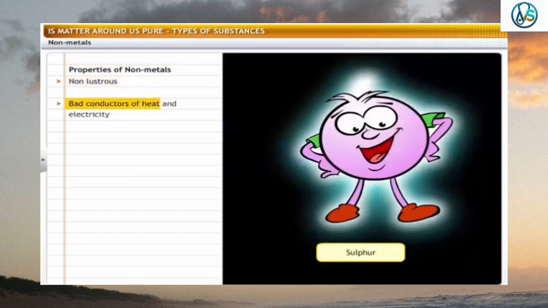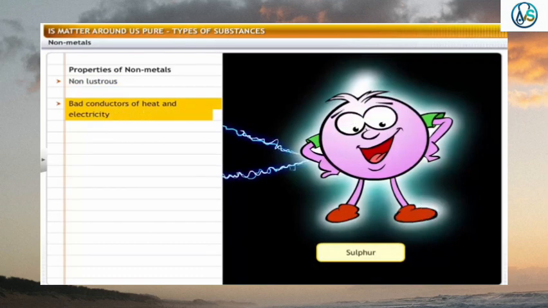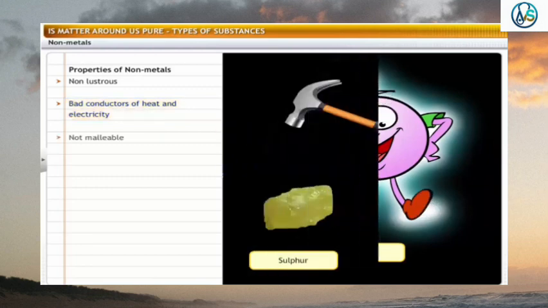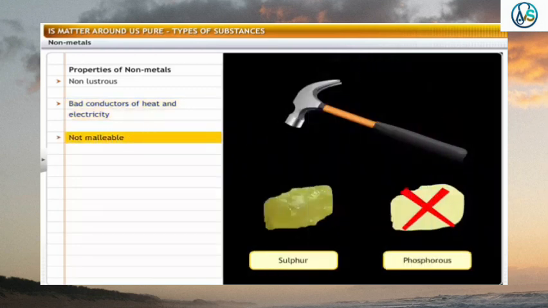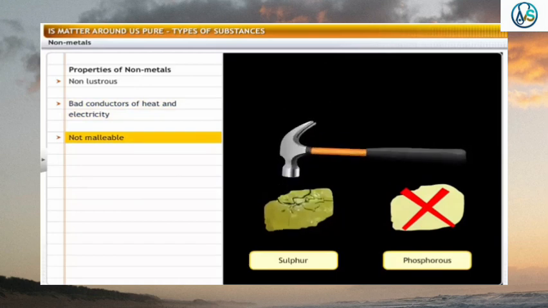Nonmetals are bad conductors of heat and electricity. They do not contain free electrons in them, so they do not conduct heat and electricity. For example, sulfur. They are not malleable. They cannot be drawn into sheets. For example, sulfur and phosphorus.